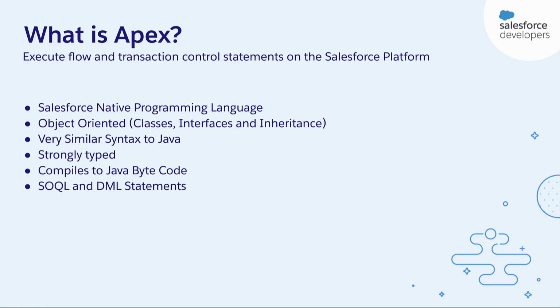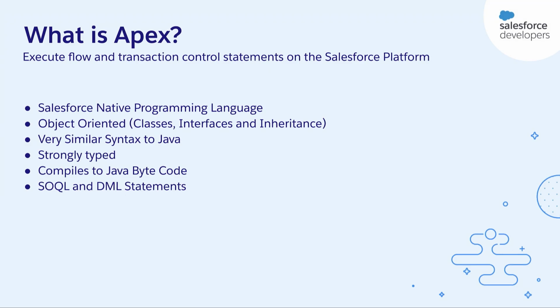Before we look into an example of how to use triggers to automate a business process, let's understand what is Apex. Apex is Salesforce's native programming language. It's object-oriented, so you can use classes, interfaces, and inheritance. Apex is also syntactically very similar to Java. It is strongly typed and case insensitive. It compiles to Java bytecode. Finally, Apex provides SOQL for executing queries and DML statements for database operations.